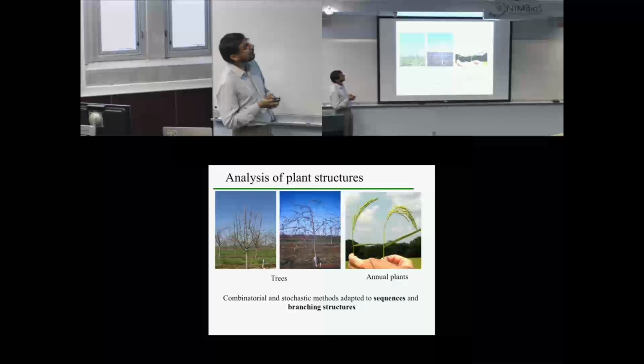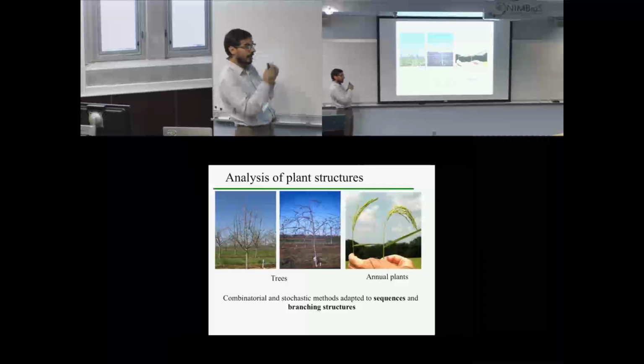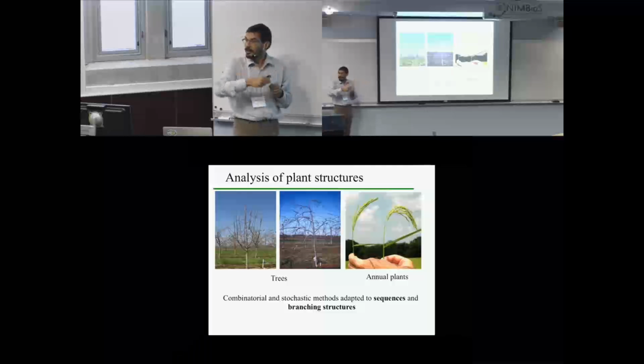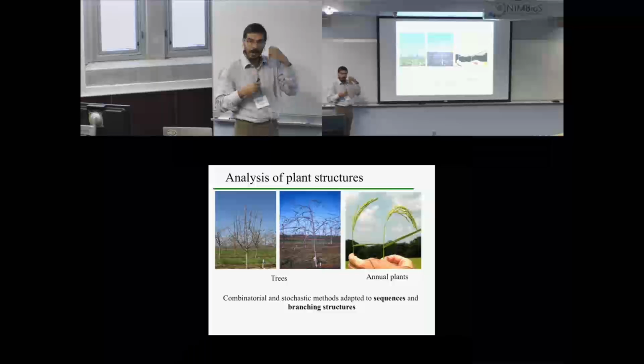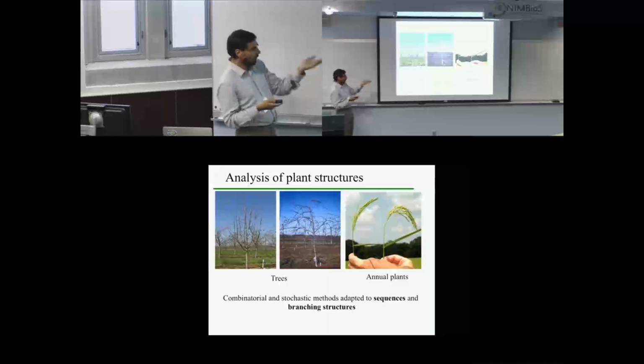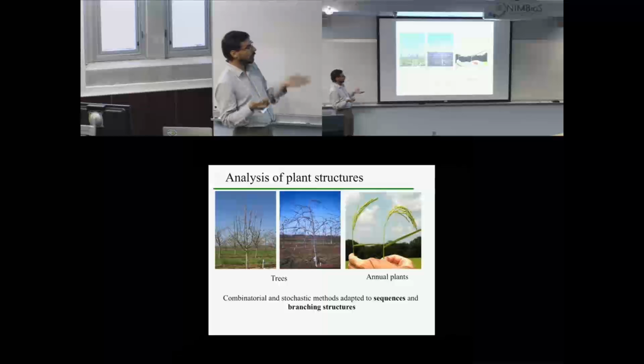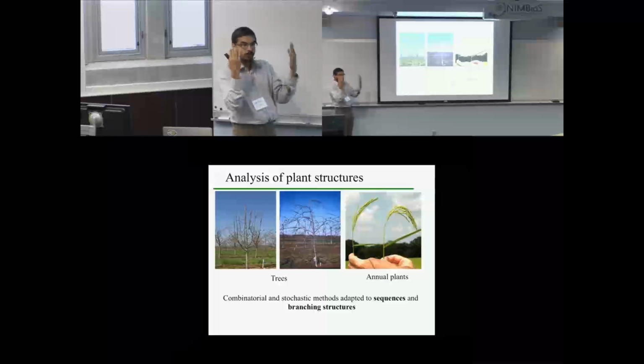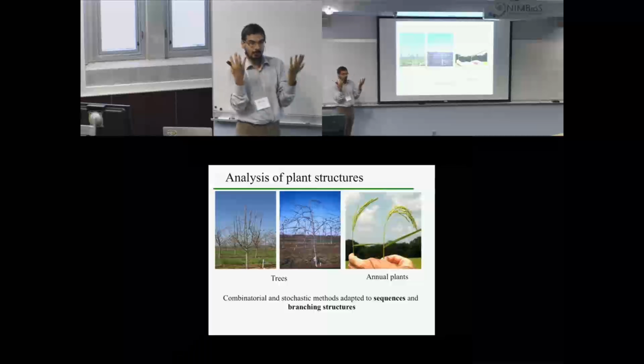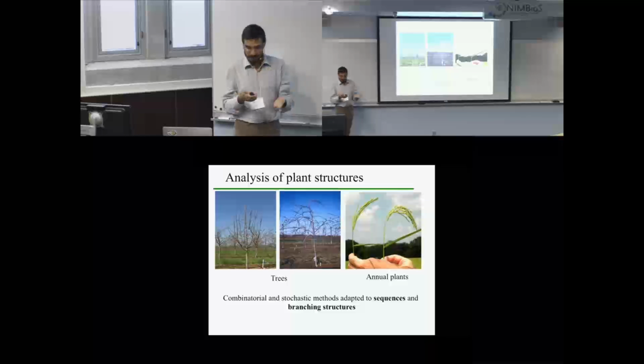And there are lots of different tools for analyzing plant structures. We have combinatorial and stochastic methods. We can see the tree structure as a sequence of ramifications. We take a trunk or axis, and you say, okay, I have or do not have a ramification for each element. And we also have combinatorial methods that are used mainly to compare two structures, to compute a distance between two plant architectures mathematically.